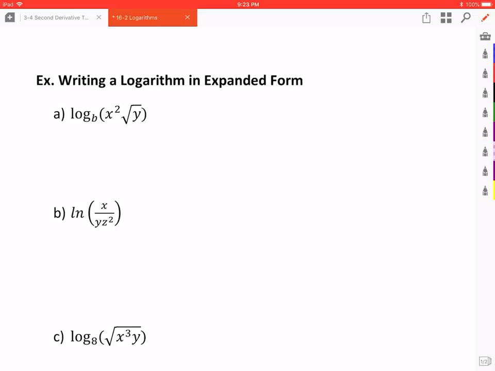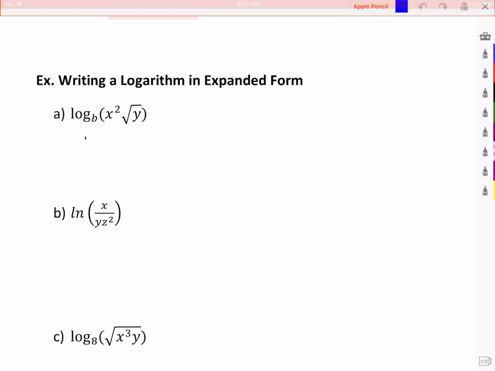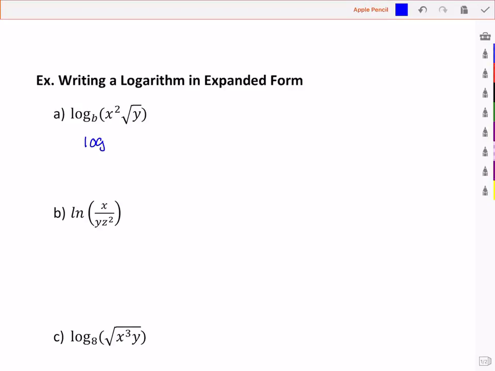All right, so we're going to expand some of these. I've got log base b of x squared times the square root of y. Okay, that is two separate terms there. This is a product. So to expand it, we would say log base b of x squared plus log base b of the square root of y. But we're not done. We've only used one property so far.